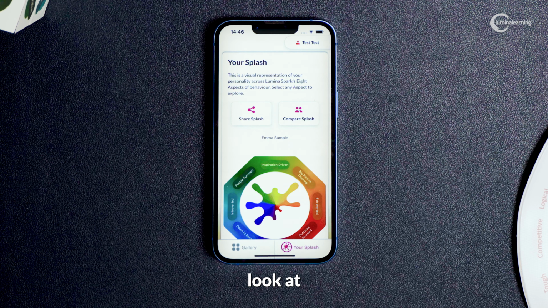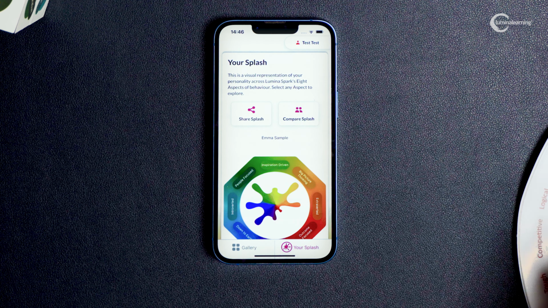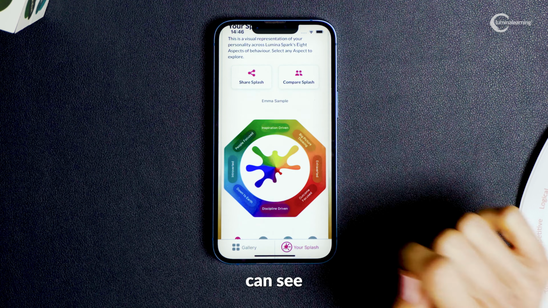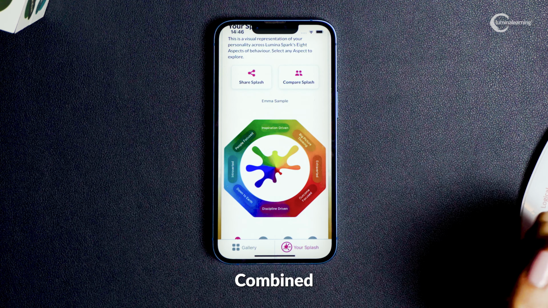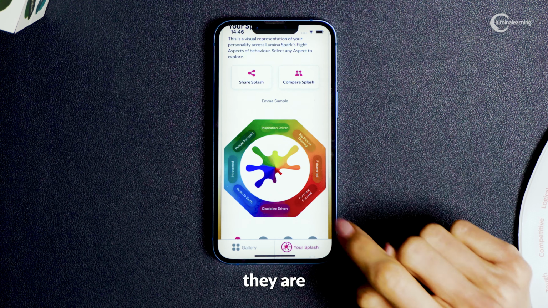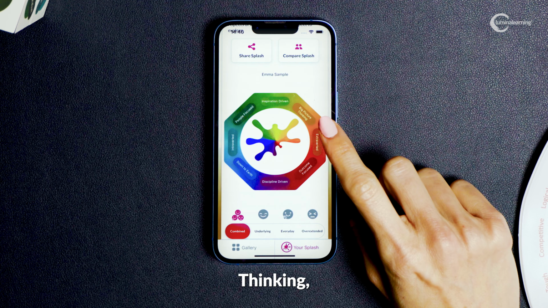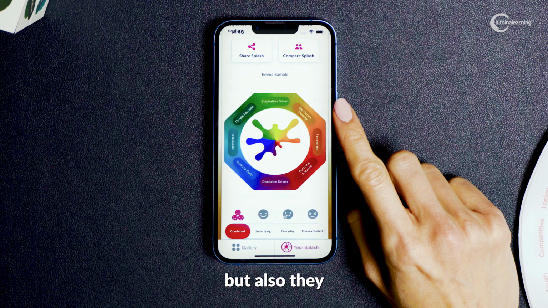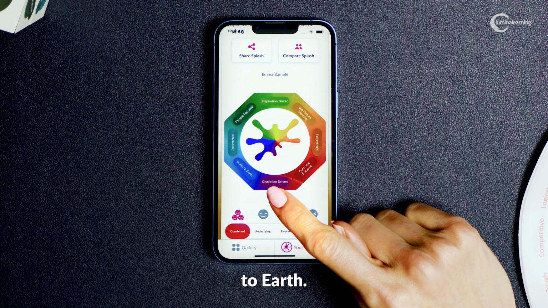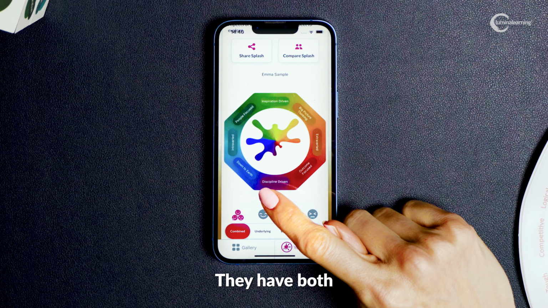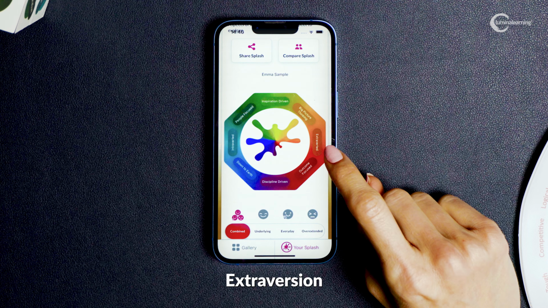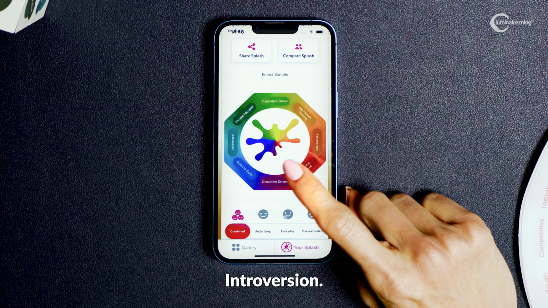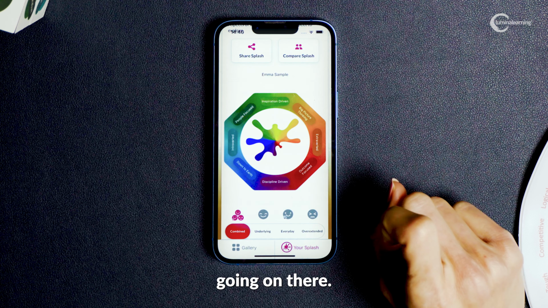So now let's look at how to view your splash in the Splash app. The first thing that you see when you open the app will be your splash. Now for this person, we can see that in their combined persona, they are really quite big picture thinking, but also they have a fair amount of down to earth. They have both some extroversion and also quite a lot of introversion. So there are some interesting paradoxes going on there.